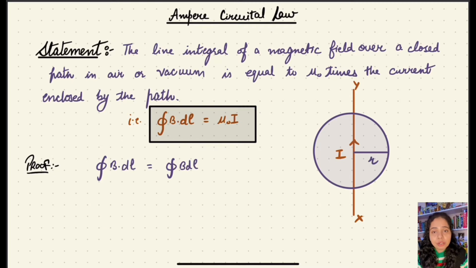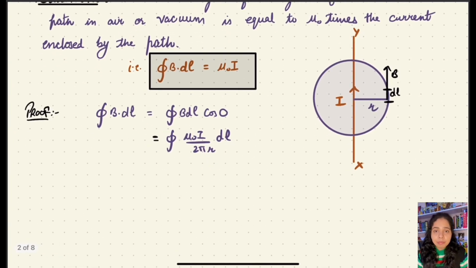That is, closed integral B dot dl is written as closed integral B dl cos 0, that is, the angle between B and dl is 0 degree. Now B is equal to mu naught I upon 2 pi r, and this value is already calculated previously. So substituting the value, B is equal to mu naught I upon 2 pi r, and we are having closed integral mu naught I upon 2 pi r into dl. Taking mu naught I and 2 pi r out of the integral, because these values are constant, we are left with closed integral B dot dl is equal to mu naught I upon 2 pi r closed integral of dl.